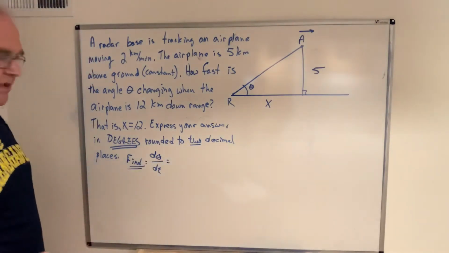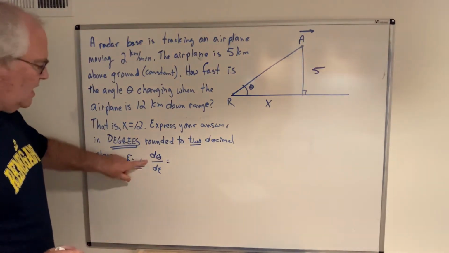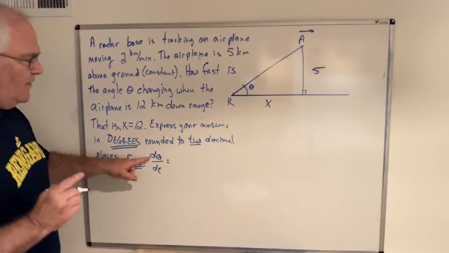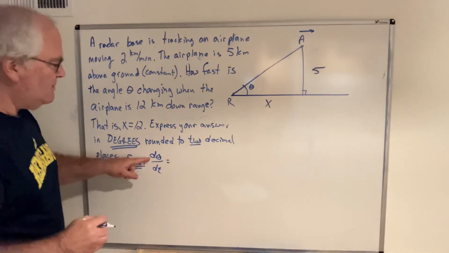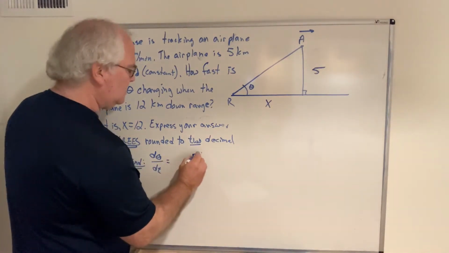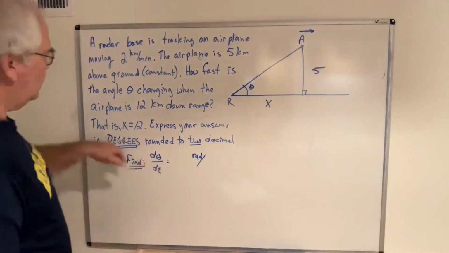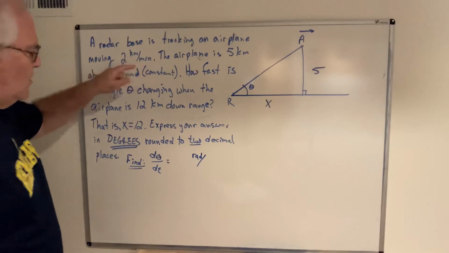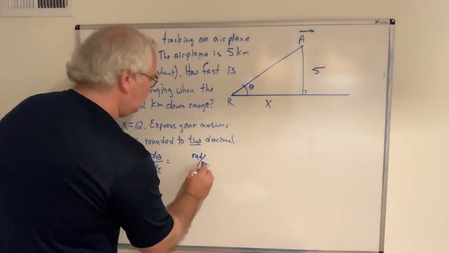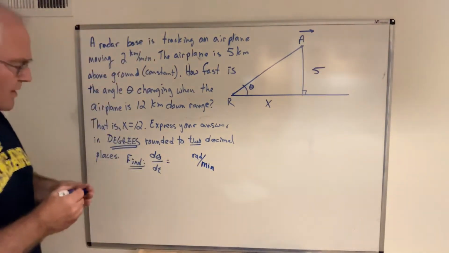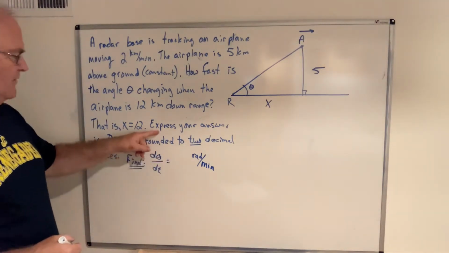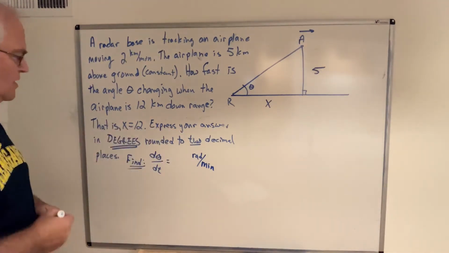Now the question is, what are the units going to be? Well, whenever we do calculus with trigonometry, theta must be measured in radians per unit time. Where's my unit time? Minute. There's my unit time. So whatever unit time must be given in the problem. And one other little detail here. This is in radians per minute. I'm not asked for that. I'm asked to express my answer in degrees.